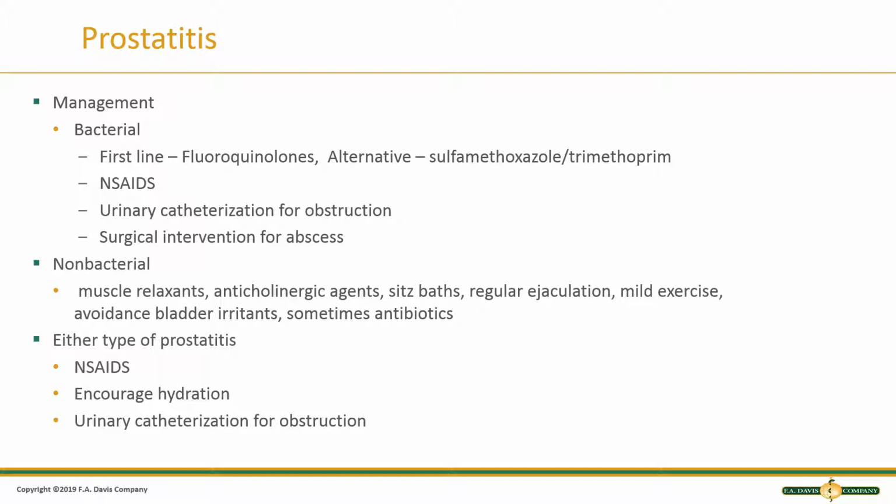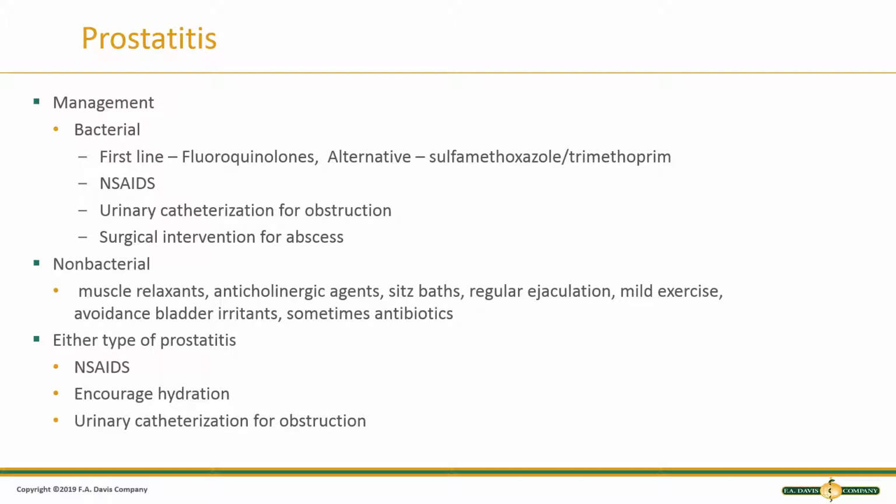First-line treatment for bacterial prostatitis is antibiotics. Acute presentations are generally treated for 2 to 4 weeks, while chronic infections will require 4 to 6 weeks of treatment. Non-bacterial treatment is mainly supportive care. You will want to advise your patients to avoid bladder irritants such as alcohol, caffeine, and spicy foods.